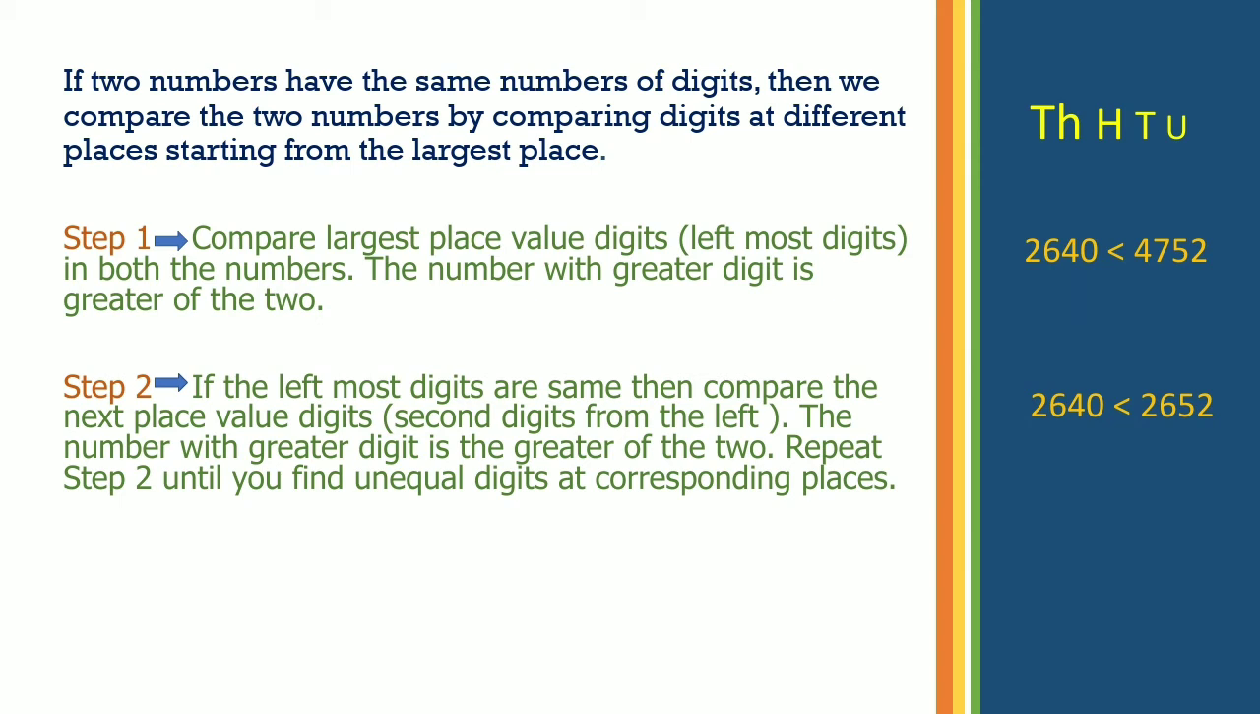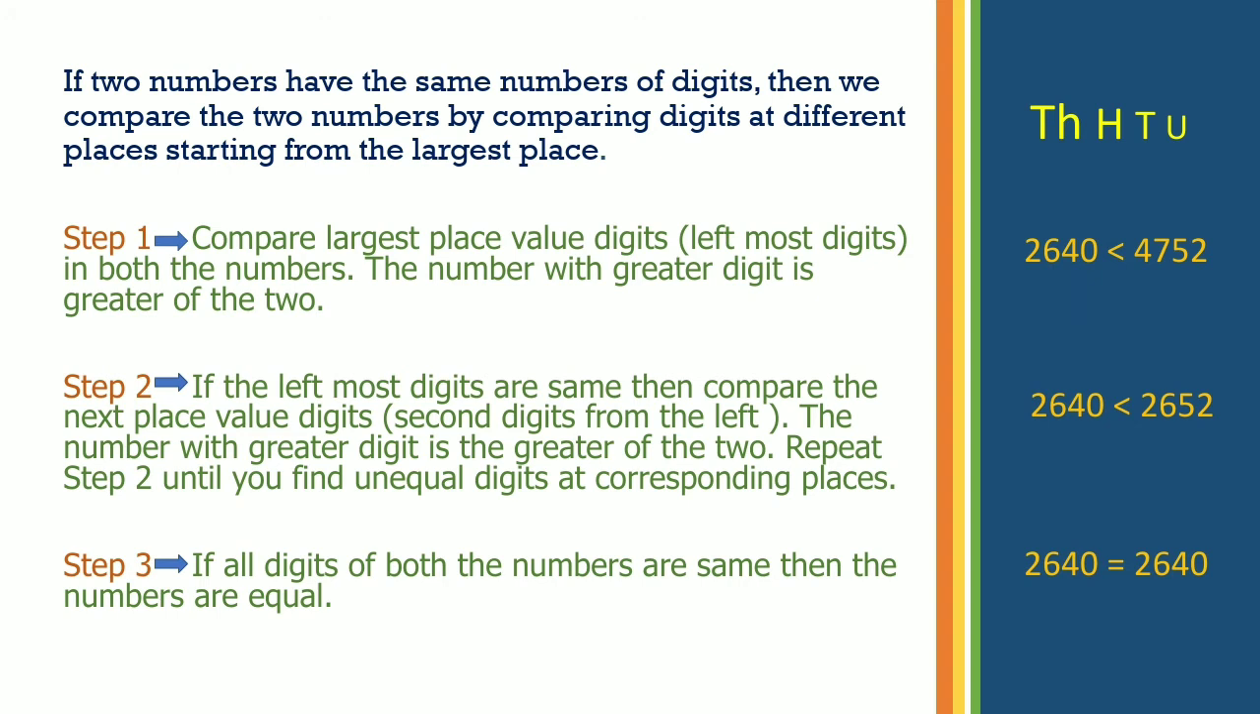The first number, 2640, its tens place is 4. And in 2652, the tens place is 5. So 5 is bigger than 4. So 2640 is less than 2652.